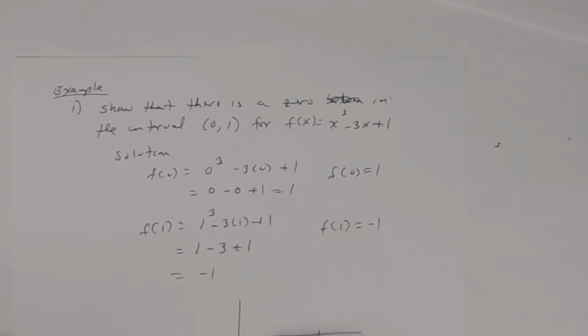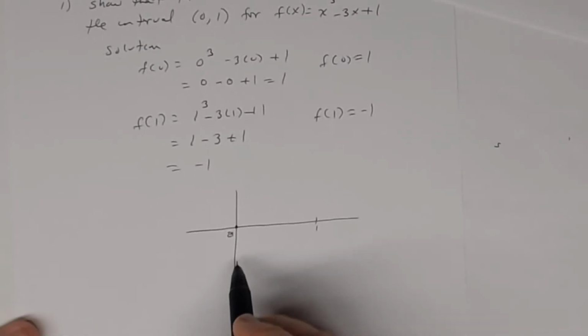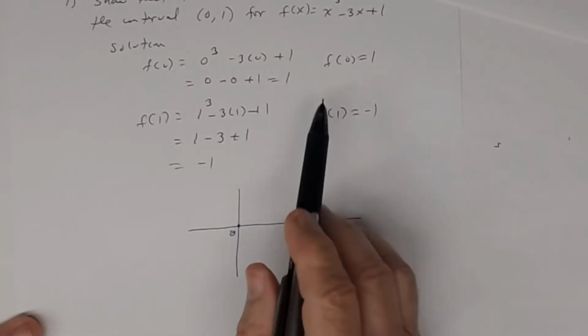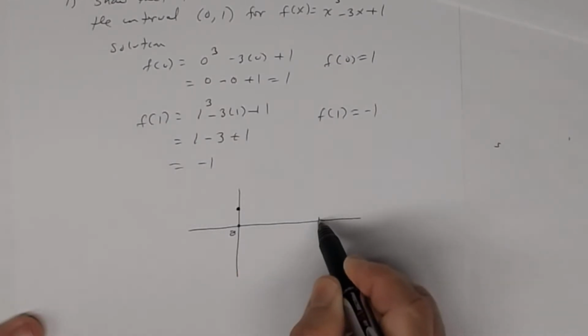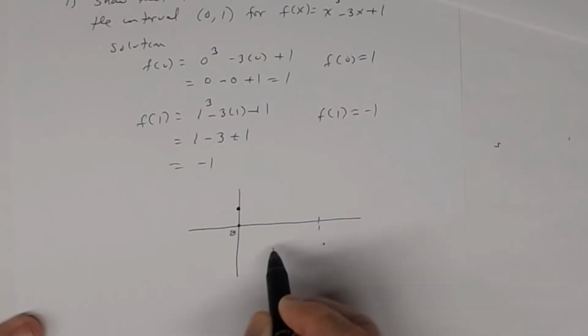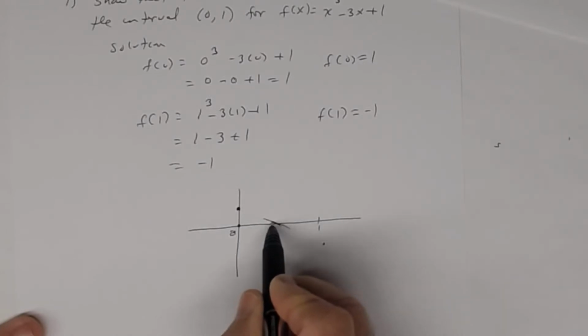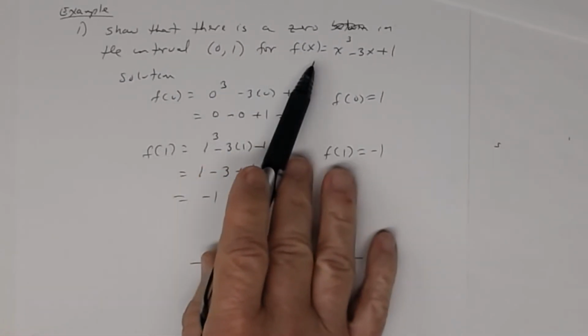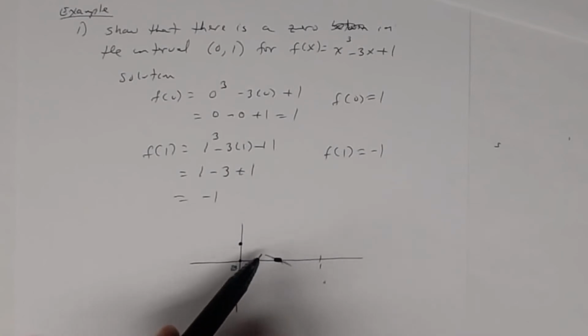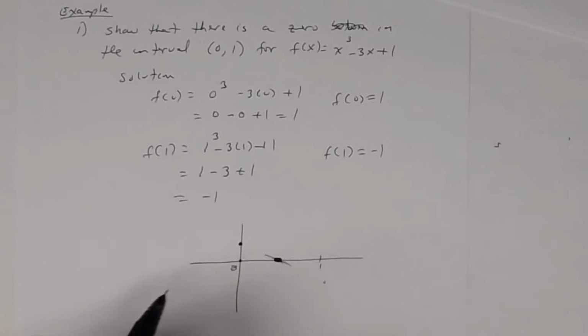0 and 1. Oops, sorry, 0 and 1. So f of 0 is 1 right here. So there's the point. And then f of 1 is negative 1. So in that interval, you're going to have at least one 0. That's what this says. So you have shown that there's at least one 0 in that interval.